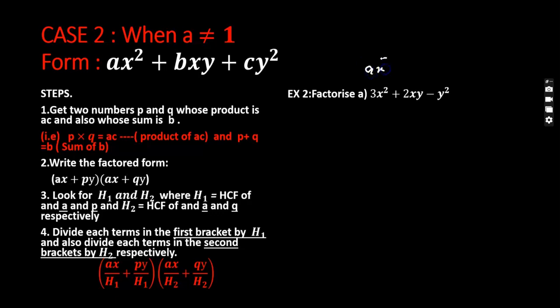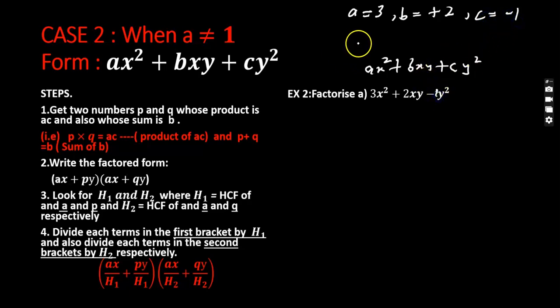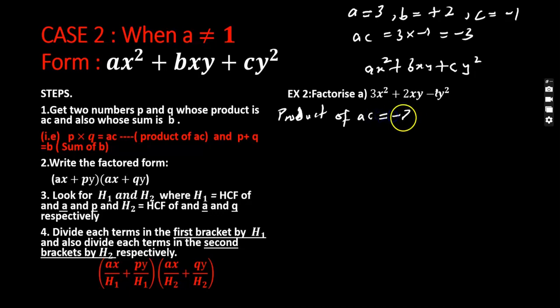This is like AX squared plus BXY plus CY squared. The two variables are X and Y. So in this case, our A is 3, our B is plus 2, our C is minus 1. It's an invisible one here, minus 1. So our AC will be 3 times minus 1, which is minus 3. So here we'll find the product of AC, which is minus 3, and the sum of B, which is plus 2.